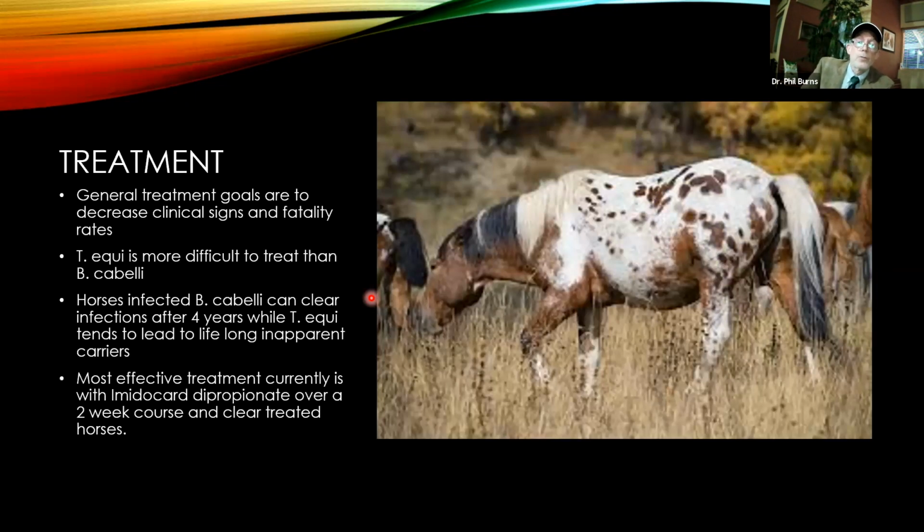Basically, our goal, once animals are sick, is to try to decrease their clinical signs and fatality rates. There's T. equi and B. caballi. The T. equi is more difficult, but horses infected with Babesia caballi can clear that infection after 4 years if they survive it, while with Theileria equi, that tends to be lifelong or lead to the inapparent carrier. And the most effective treatment we have right now is imidocarb dipropionate. It takes a 2-week course. It's not a cheap drug. It has side effects. And some horses, like I have already mentioned, are never cleared. So this is not a good thing.